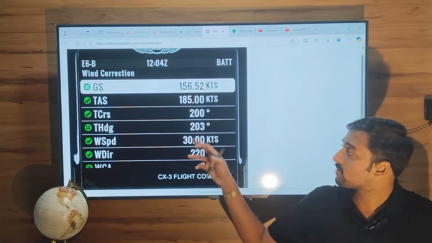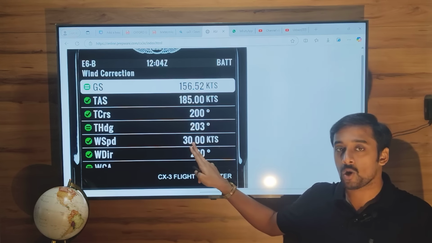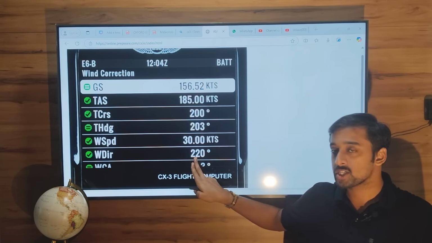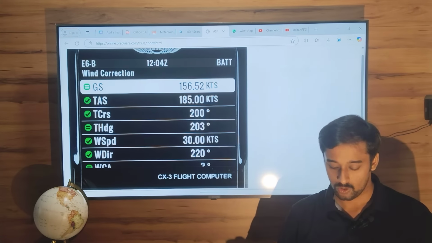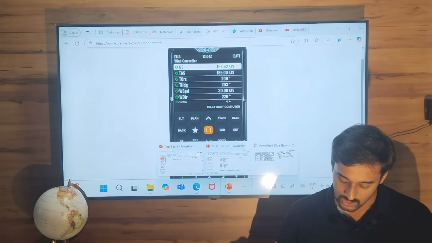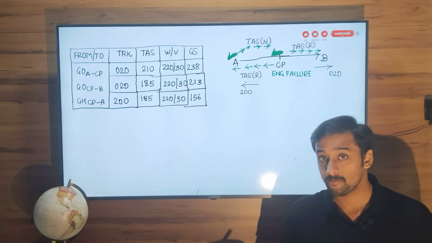So this is the field information. 185 knots, 200, 30 knots wind speed, wind direction 220. So ground speed is 156.52. So take it to be 156 only. 156. So now your table is complete.